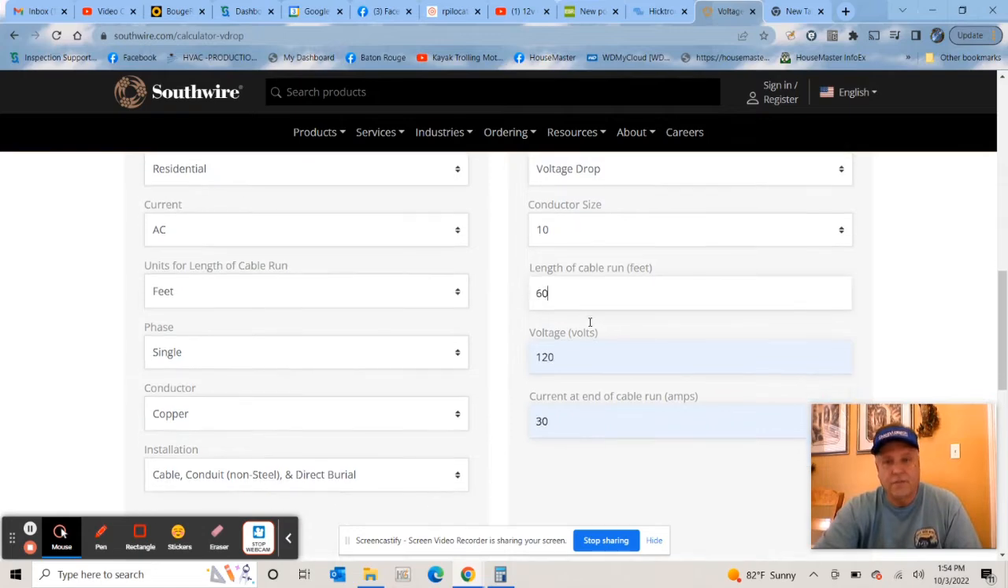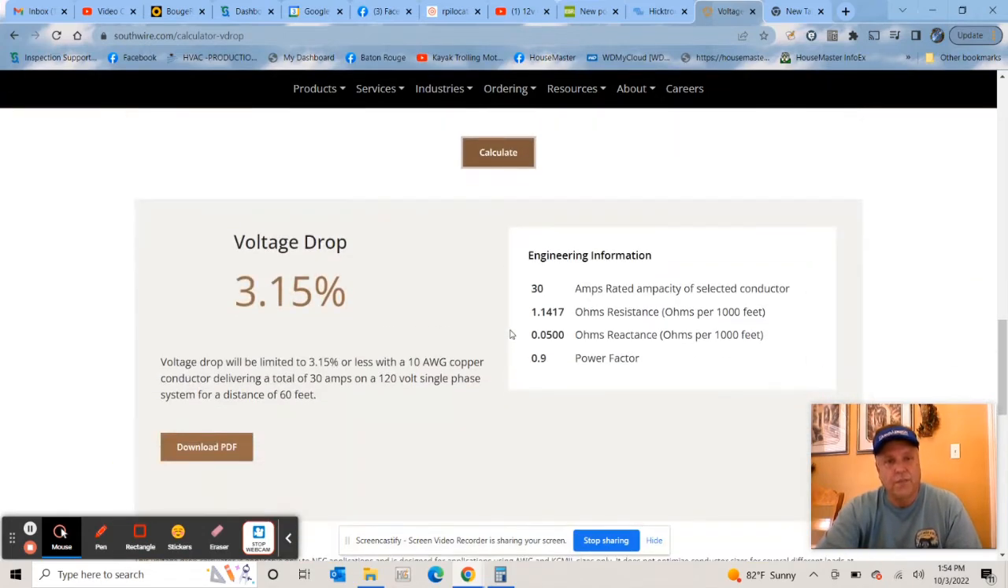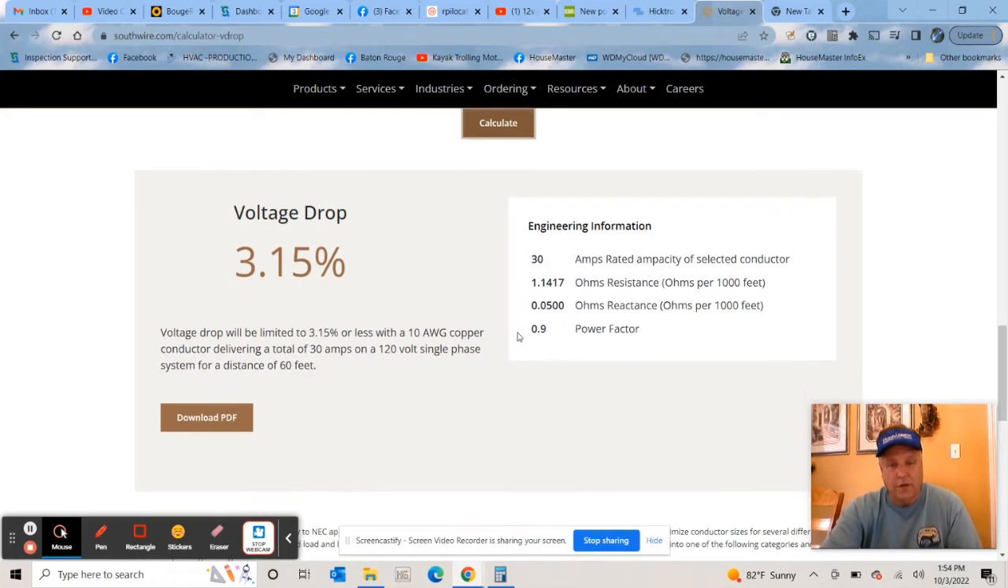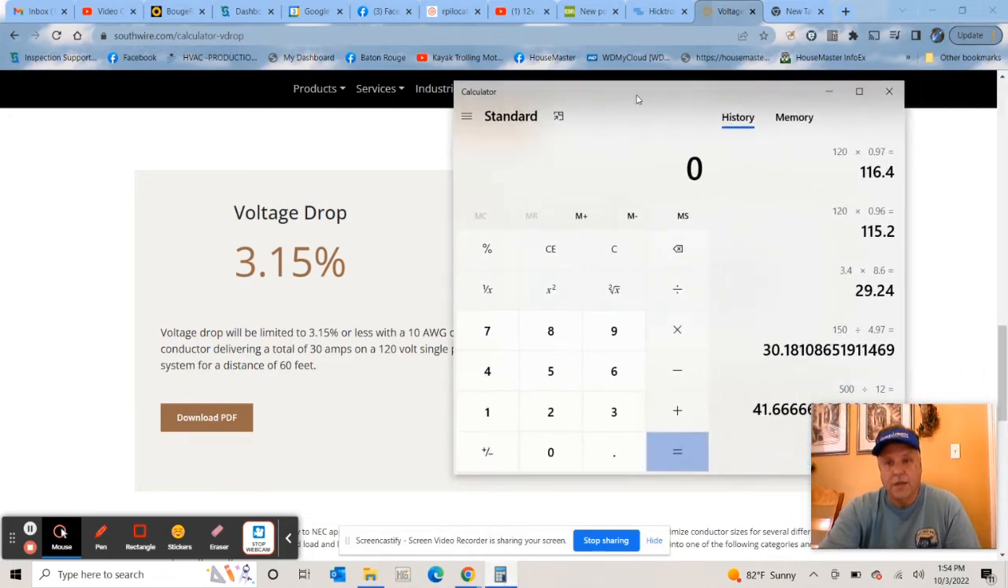So if I did that, my run would then be 60 feet, and I calculate, and I'm right there at that voltage drop. So 3%, 4%, even if I'm using that longer cord. So let's bring up my calculator here. And my calculator, if I have 120 volts, that's where we start.